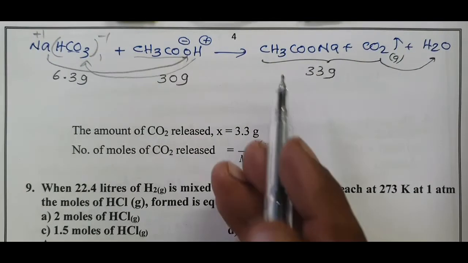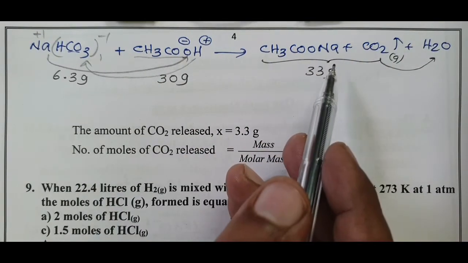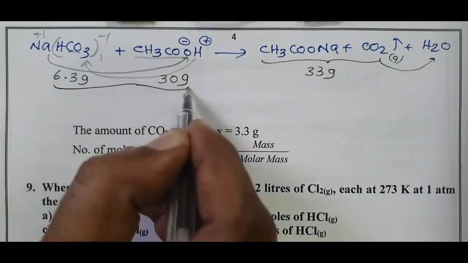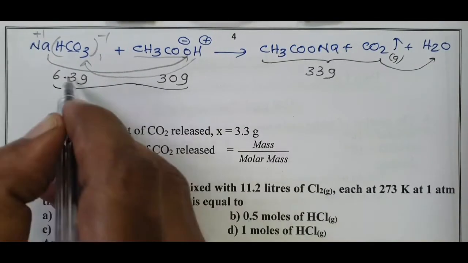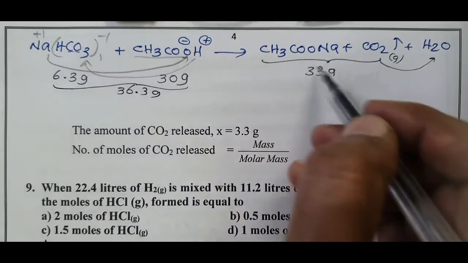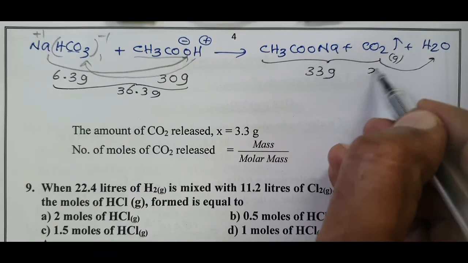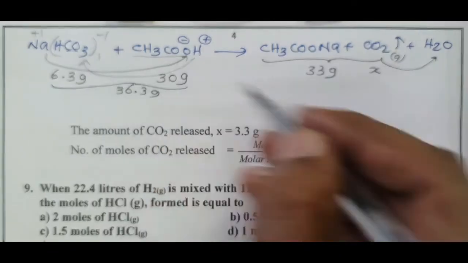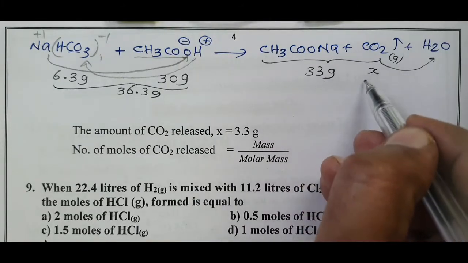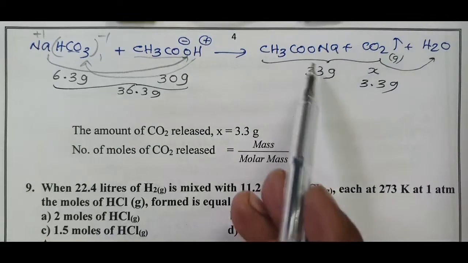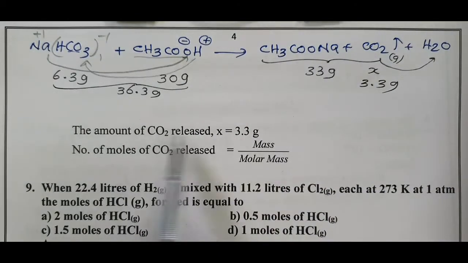We know in a chemical reaction, the total mass of the products must be equal to the total mass of the reactants. When you add these two, we get 30 plus 6.3, 36.3 gram. And on the right hand side, these two are 33, and the carbon dioxide mass is X. So here 36.3, here we have 33, so the remaining mass of carbon dioxide is 3.3 gram.